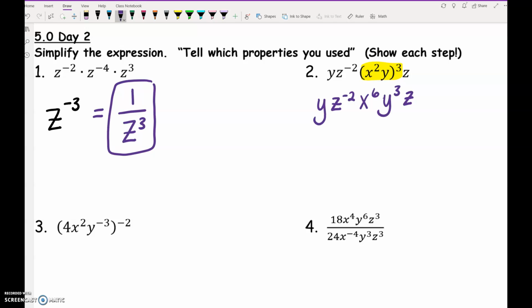If possible, you always want to write these as numbers first, then letters in alphabetical order. So we want to start with the x's. If we start with the x's, we've got x to the 6th. Are there any other x's in there? Nope, so we got x to the 6th. Then we've got a y here and y to the 3rd. So what's that going to be? Y to the 4th. And then we've got z to the -2 and another z. Z to the -1st.